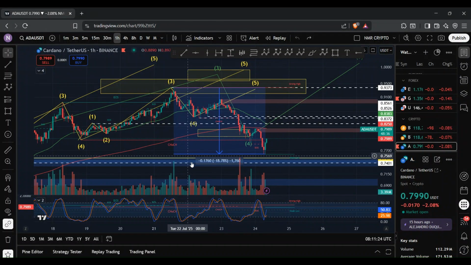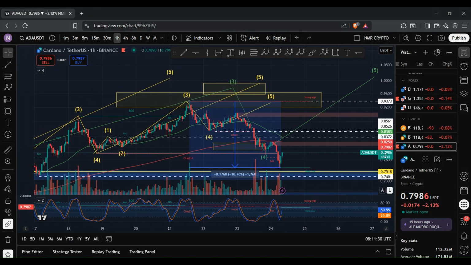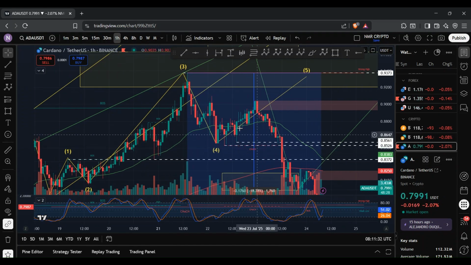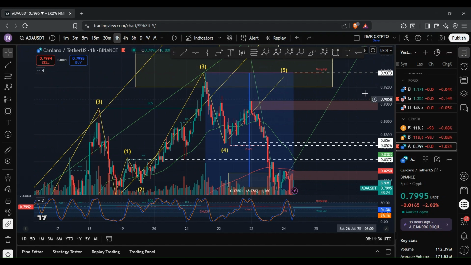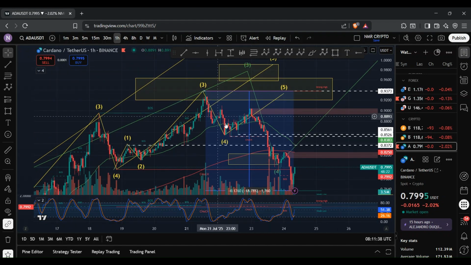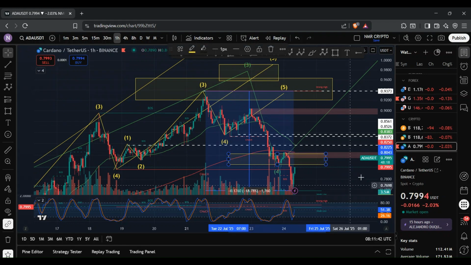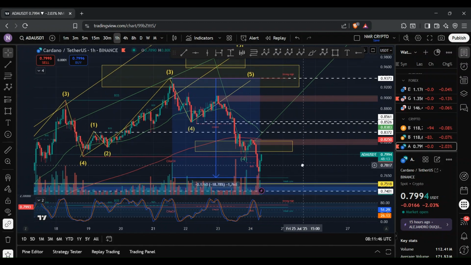So ADA has dropped by over 18%. And this is following on from my previous update where I mentioned that in order for us to be bullish, we needed ADA to have held these two key levels. And if you failed to do so, then it was possible that you had a WXY structure forming where that Y wave would then tap into this region here between 80.43 cents to 82.25 cents.